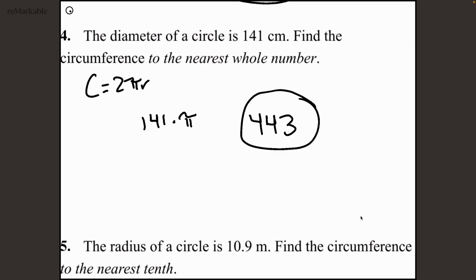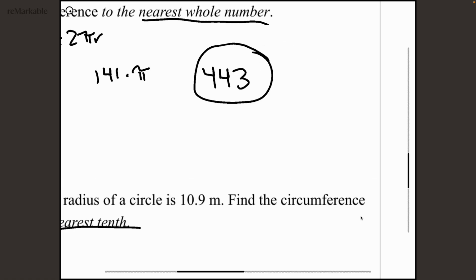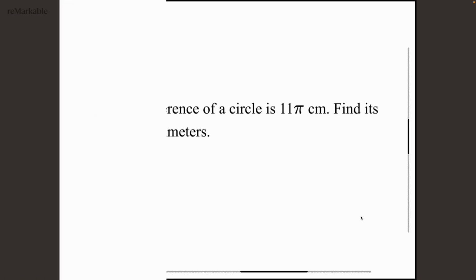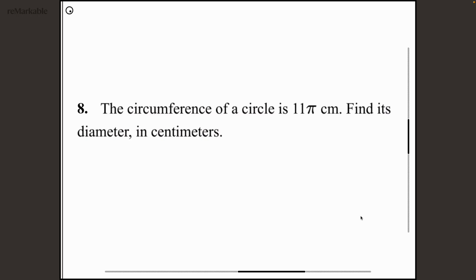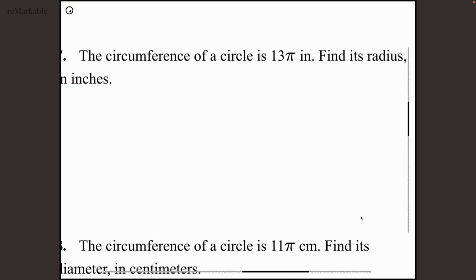Make sure you pay attention if it says nearest whole number or if it says nearest tenth, okay? There's going to be different ones, so just pay attention. Now, what if we get a question like this: the circumference of a circle is 13 pi inches. Find the radius in inches.